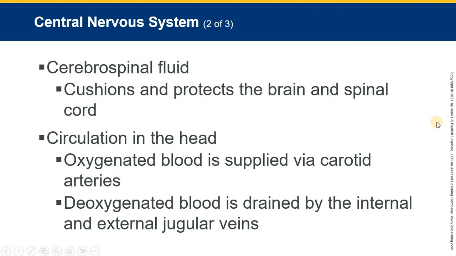Now your CSF, your cerebrospinal fluid, is a fluid that surrounds your spinal cord and brain, and it protects you from things like slight head bumps, and it protects against friction where your brain can hit the inside of your skull. It gives it a little protective cushion from slight traumas.